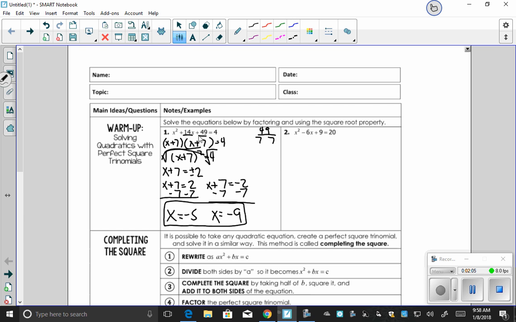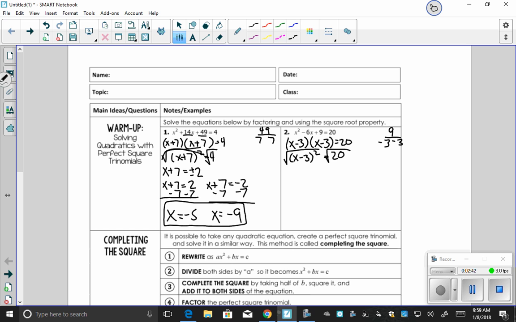Same thing for number 2. They are perfect square trinomials. Factors of 9 that will add to give me 6. Well, 3 and 3, but they have to be negative because it has to equal negative 6. So I'm going to have x minus 3 times x minus 3 equals 20. X minus 3 squared equals 20.